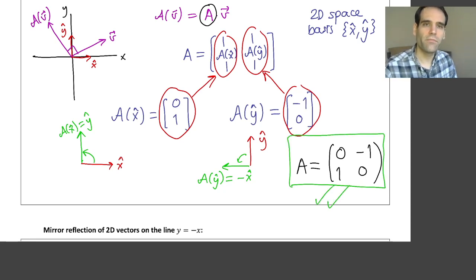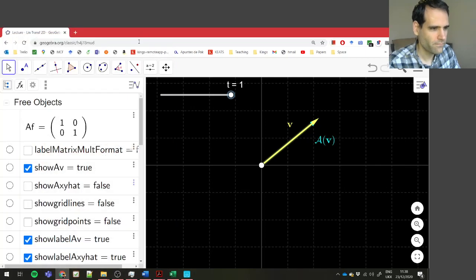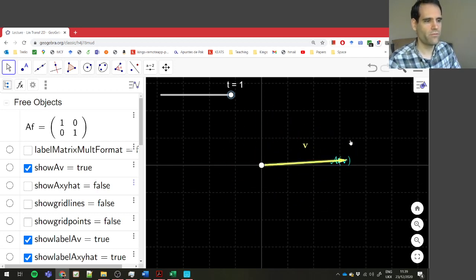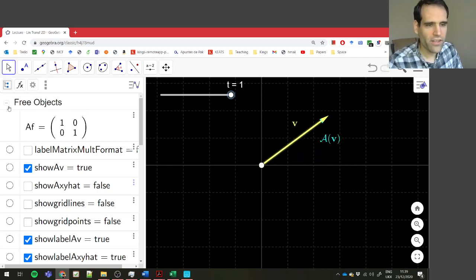Let's see it in action, because I have this software that I was using for the videos that we can plug in any matrix we want and we can see how it affects the vectors. So let's go for it. So here we have a two-dimensional space where we have an arbitrary vector v, and I can move it with the mouse. And then on the top left here, we have a matrix.